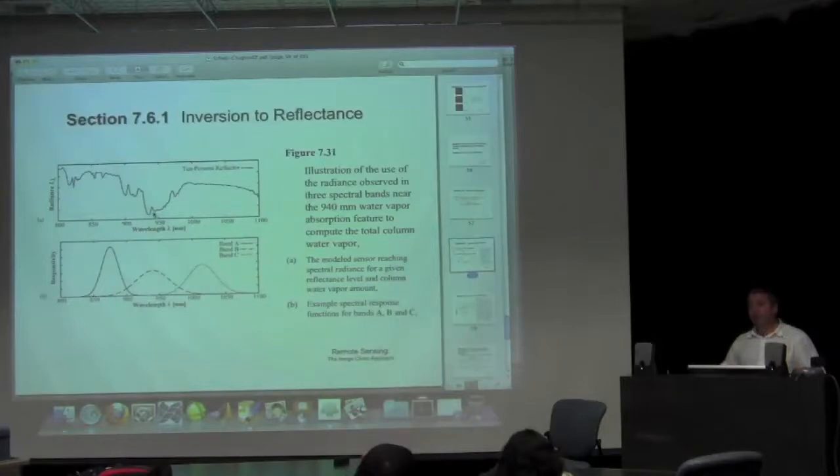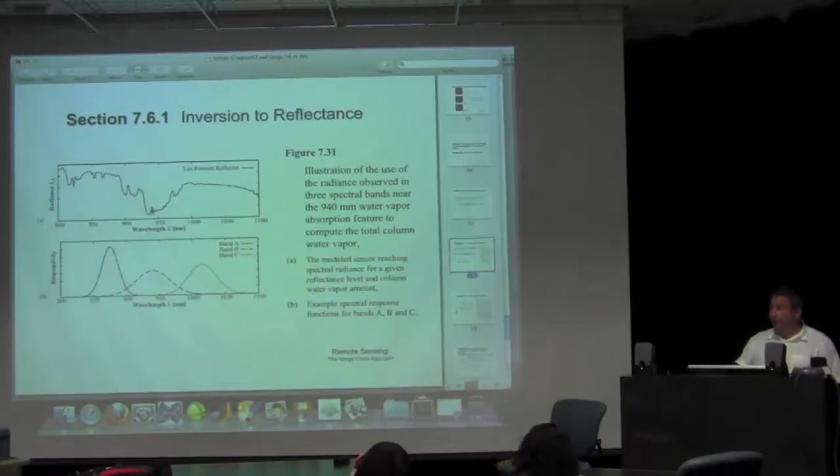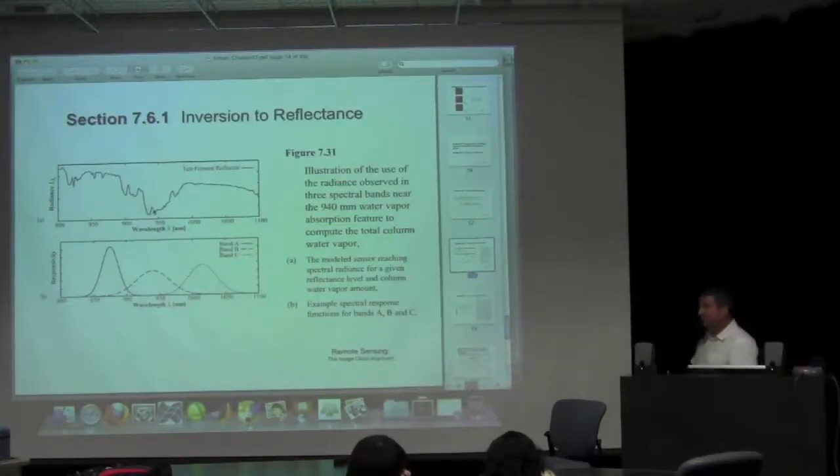In order to deepen the water absorption line, what do I do? Put more water in the atmosphere. So I increase my water concentration, and I run Modtran. And it gets a little deeper, but the ratio is still too high. So I run Modtran again. I keep running Modtran over and over again, until I get that ratio to be identical to what I observed in my sensor data.